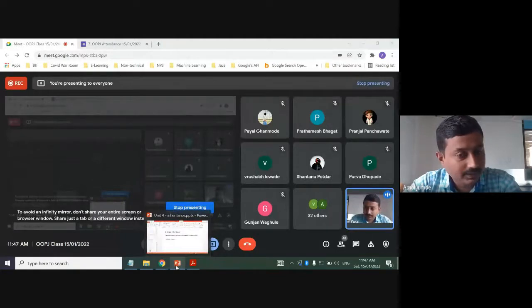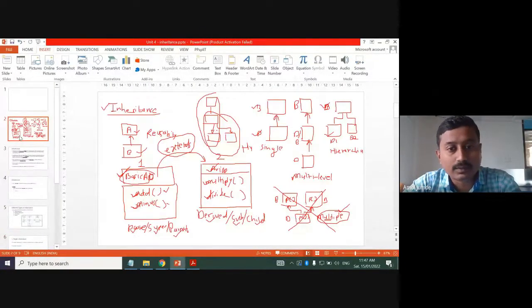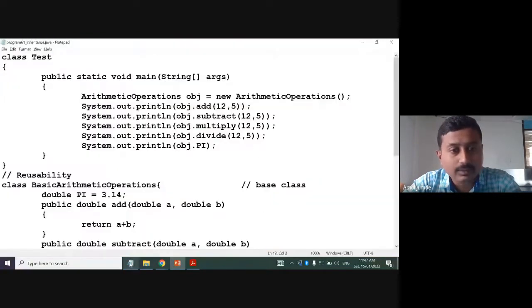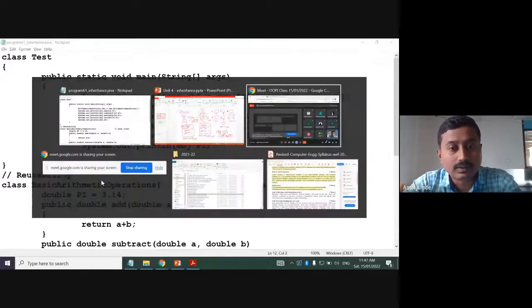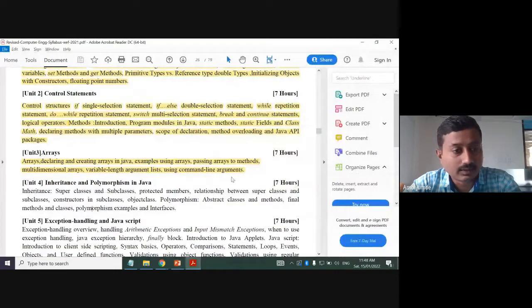In the previous lecture, we started with the inheritance concept, right? And we have seen its different types, and we have seen one example also, right? Okay, so we'll see the theory part of inheritance today. It is coming from our fourth unit, that is inheritance and polymorphism. I think you have written this heading, inheritance, right?